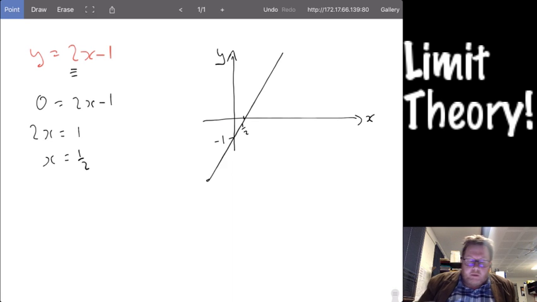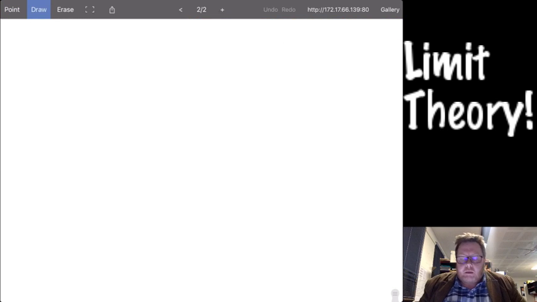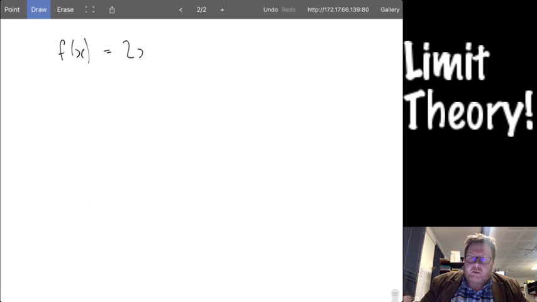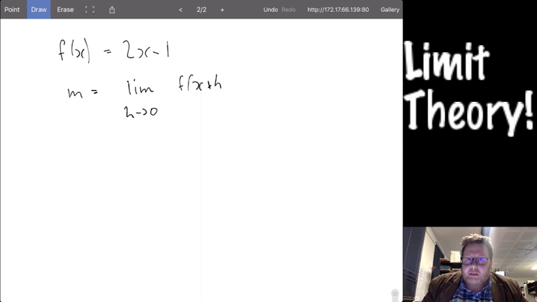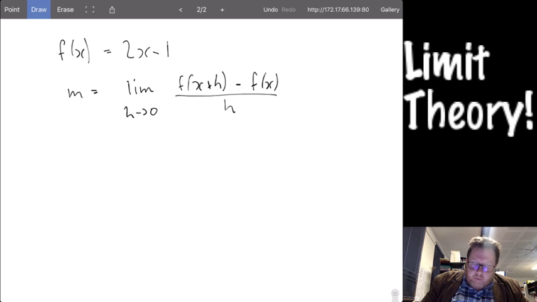So let's start again, and I'll write the function with f of x this time. It's just the same as y, really. I'm just using different notation. So f of x is equal to 2x minus 1. Now, the limit theory says that the gradient is the limit as h approaches 0 of f of x plus h. That means instead of x, I put x plus h in my function, and then I take away f of x. So remember, that's the rise part, and then the run, remember, is just h: x plus h minus x, which equals h. Okay, so I have f of x plus h minus f of x, all over h.